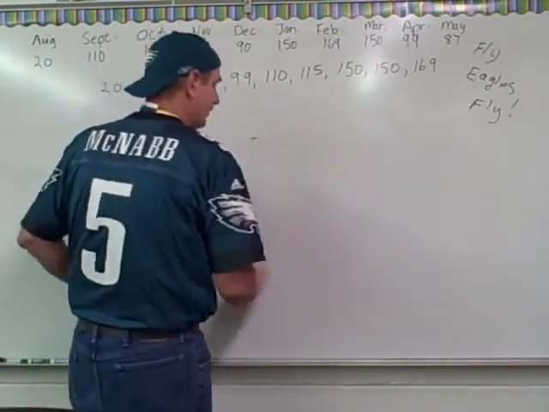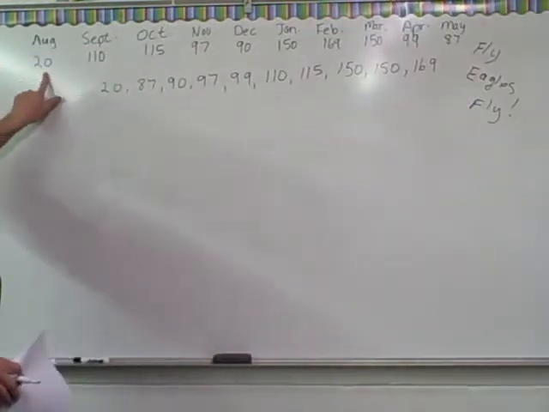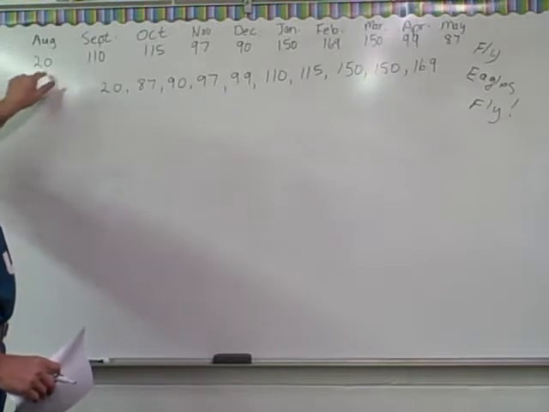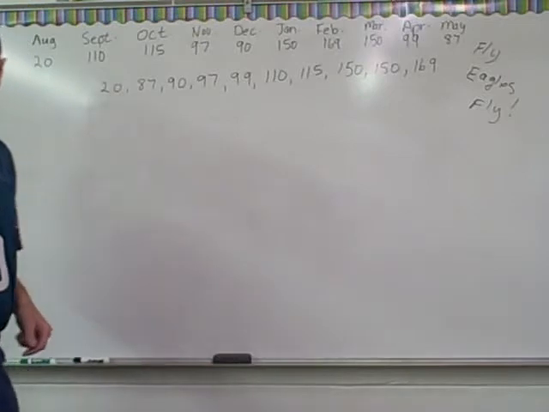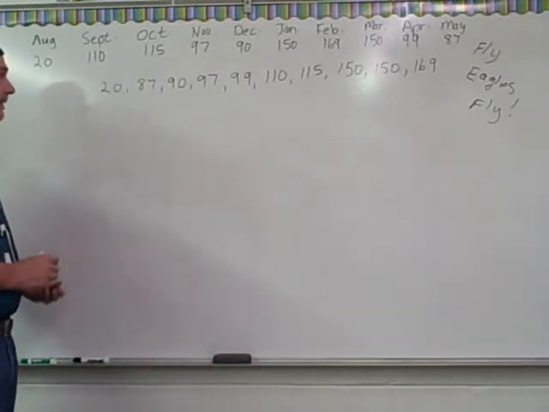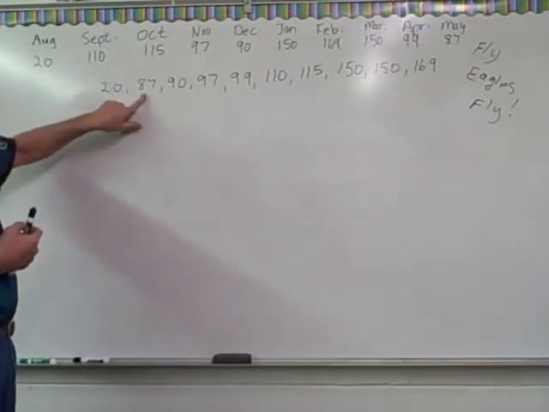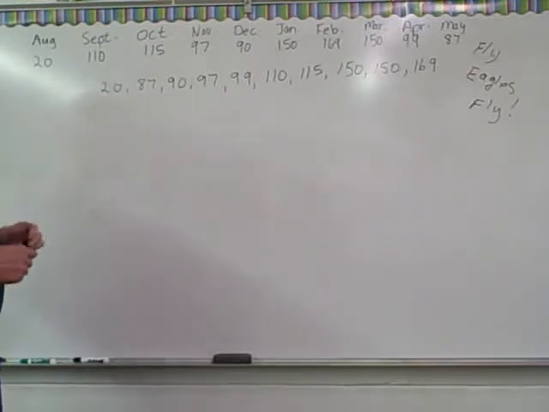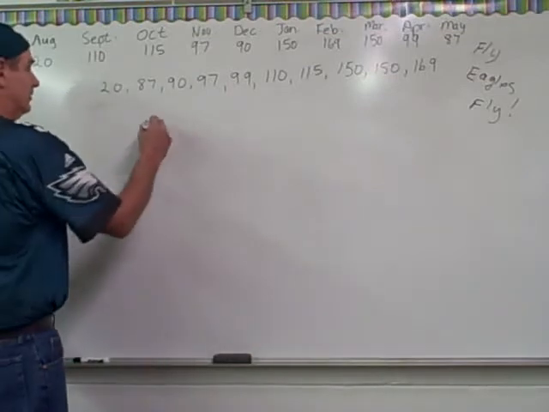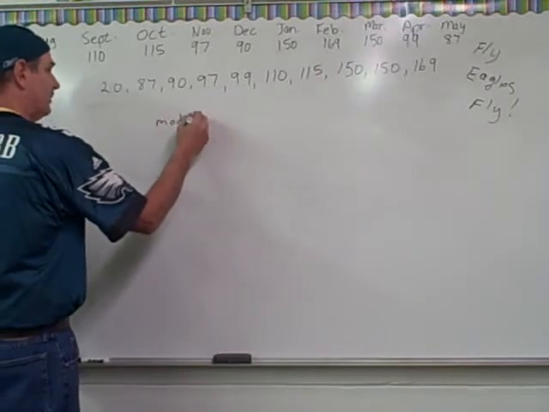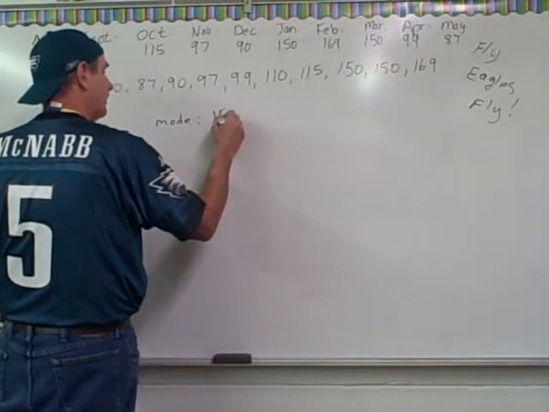Let's take a look at a larger set of numbers. Suppose these would be the number of student absences at GMS in the month of August, September, October, etc. If I want to analyze these numbers, I should place them in order from least to greatest. And to save a little time, I went ahead and did that. 20 is our smallest number from August, then 87 from May, etc., on up. If we want to find the mode, this set of numbers does have a mode, because 150 occurs twice, here and here, so 150 would be the mode.